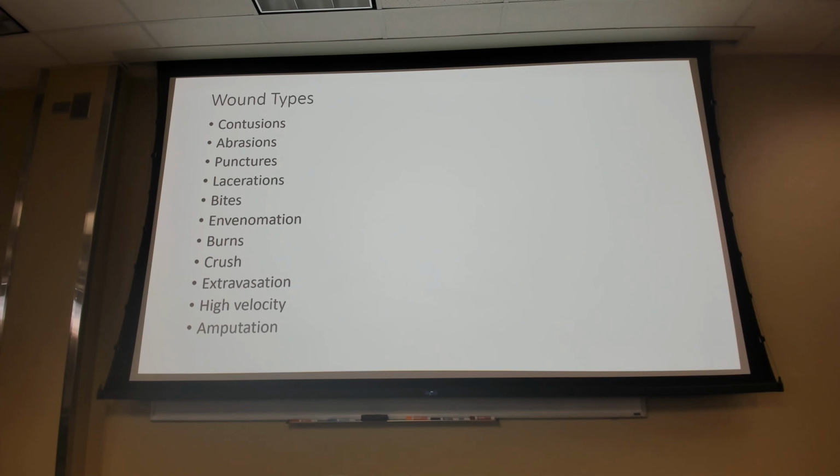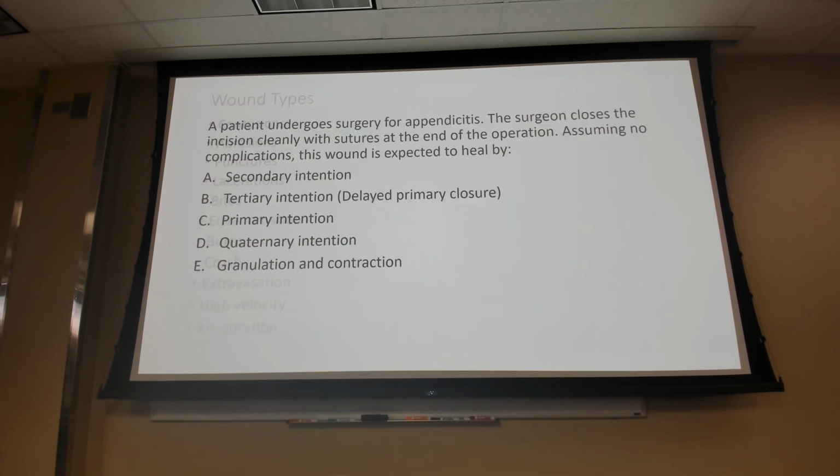All right, so here are the wound types we're going to talk about today. We've got everything: contusions, abrasions, punctures, lacerations, bites, burns, envenomation, crush, extravasation. Has anybody had some extravasation during the IV lab? Hopefully not, but I'm sure somebody had some giant bruising and some extravasation of some of that saline. Then we've got high velocity wounds and amputations.